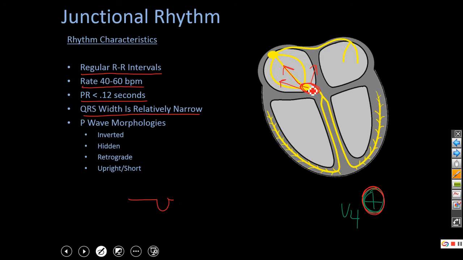Now, the rest of the electrical conduction system works normally. The electrical impulse travels down through the bundle of His, down through the bundle branches, producing a relatively narrow QRS. And that'll look the same as any sinus rhythm QRS. The only real difference here is the difference in the morphology of the P waves. And you can have a variety of different scenarios producing different P wave morphologies.